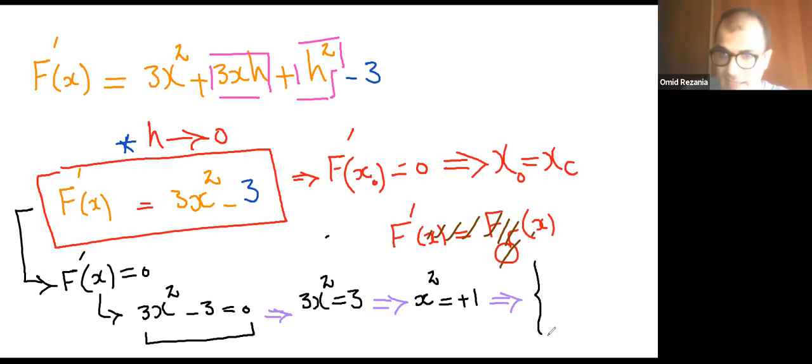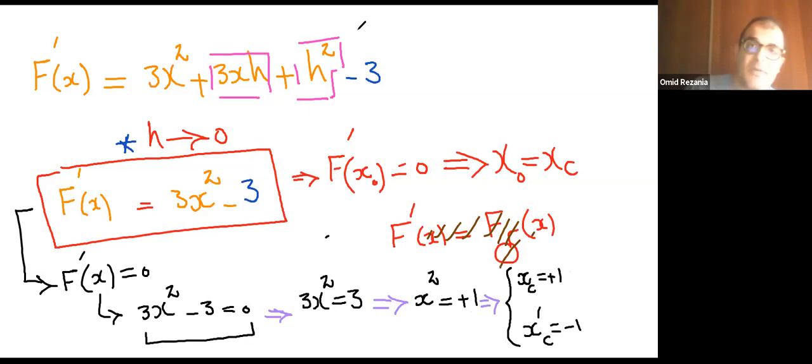We get the value of x plus or minus 1. Then I have, let's say, x c equals plus 1, or I have x prime c equals minus 1. You see that if you put minus 1, square it, you get plus 1. If you take plus 1, square it, you get plus 1. That's a very interesting equation.